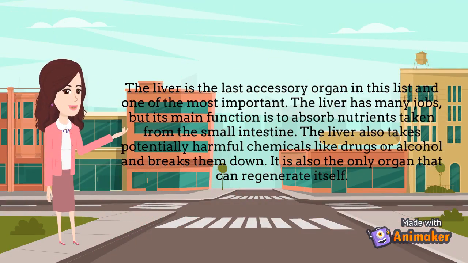The liver is the last accessory organ in this list and one of the most important. The liver has many jobs, but its main function is to absorb nutrients taken from the small intestine. The liver also takes potentially harmful chemicals like drugs or alcohol and breaks them down. It is also the only organ that can regenerate itself.